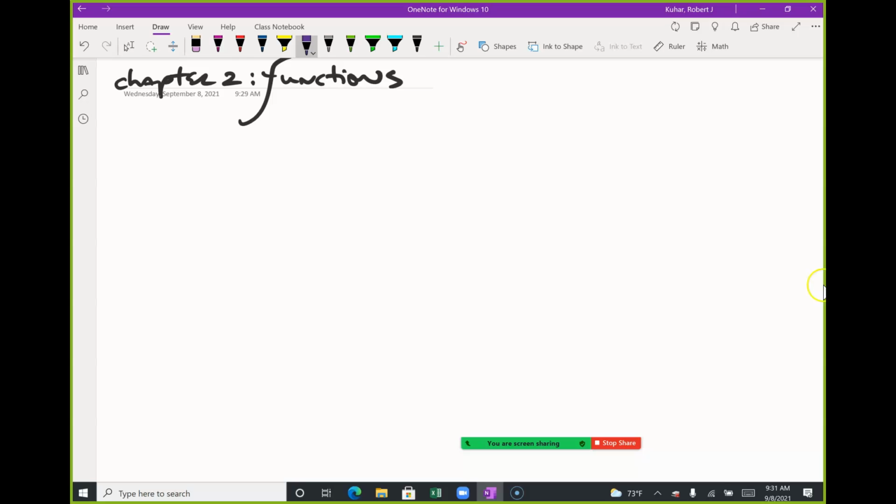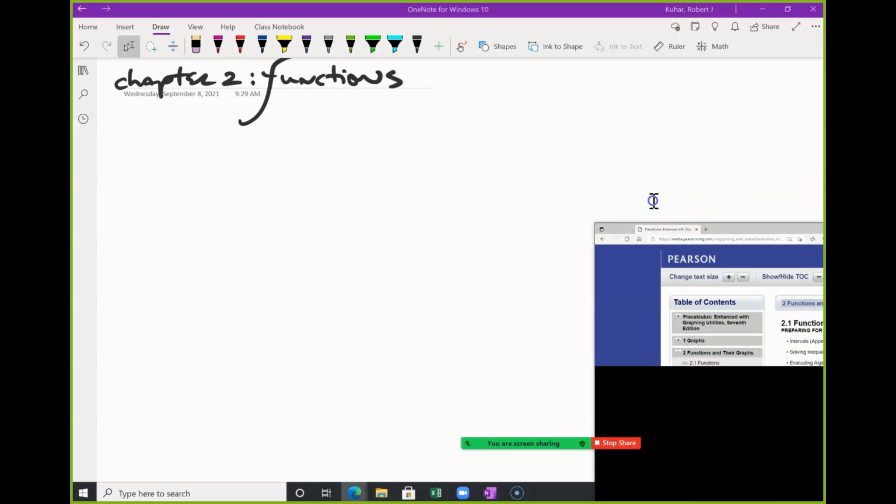So we're talking about functions. Let me share a picture of the book here. Let's see if did it close on me. No, it didn't. Good. So I want to share a picture of the book here.